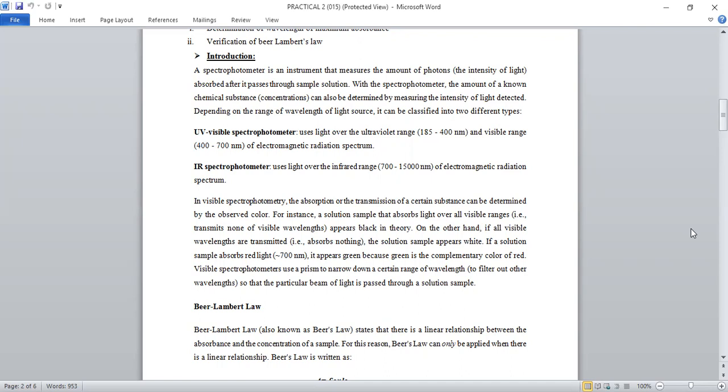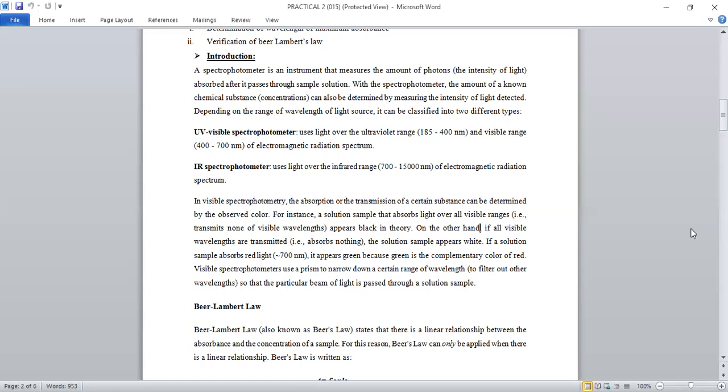In visible spectrophotometry, the absorption or transmission of a certain substance can be determined by the observed color. For instance, a solution sample that absorbs light over all visible ranges and transmits none of the visible wavelengths appears black in theory. On the other hand, if all visible wavelengths are transmitted and the light absorbs nothing, the solution sample appears white. If a solution sample absorbs red light, it appears green because green is the complementary color of red.